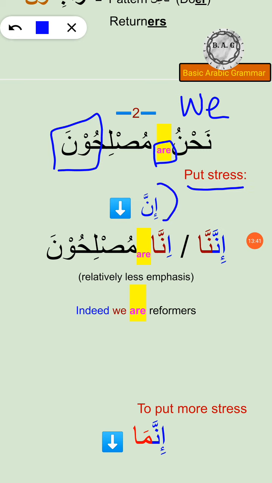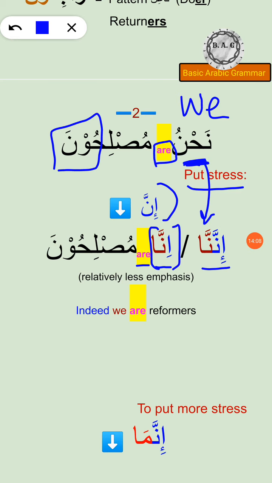It causes the Arabi change, and what happens is that its ism gets converted into its nasab form. So nahnu becomes na. So we have innana, or its contracted form inna, and then of course this entire combo is followed by the appropriate auxiliary verb, and it becomes inna muslihuna. Indeed we are reformers.